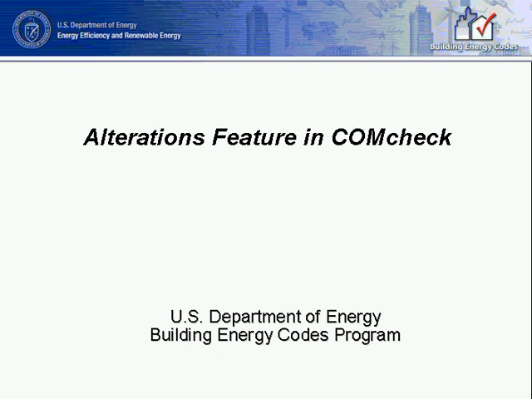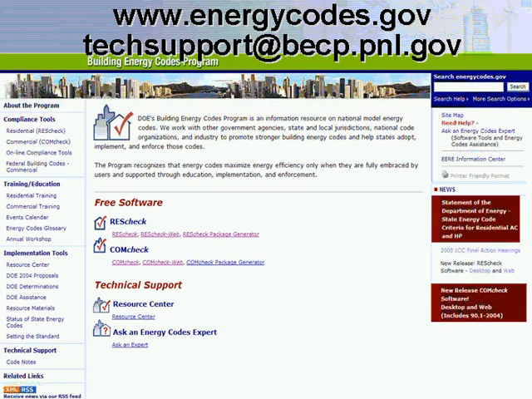Thank you, Jack. This is the first training session of a new feature that we have in COMcheck for Alterations. This is the first tool also developed to assist builders, architects, engineers, and designers in showing compliance for existing commercial buildings that they're renovating. This tool is only available right now through the desktop version. So where can you download it? At our website, www.energycodes.gov. Our tech support email address is also up there at the top of the screen. If you have any questions related to the software or any code-related questions, you can submit your inquiry through that tech support email.